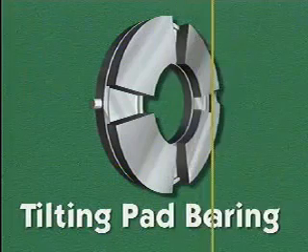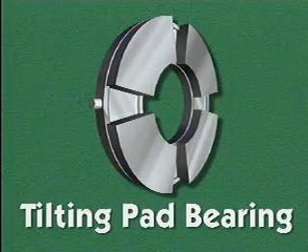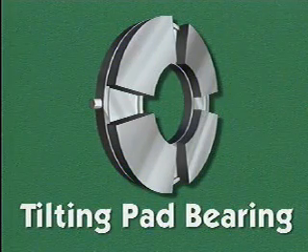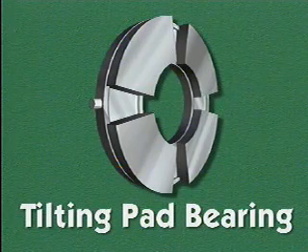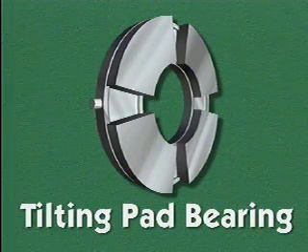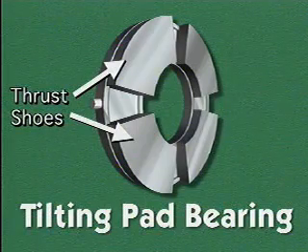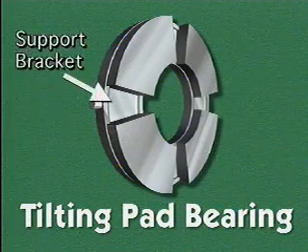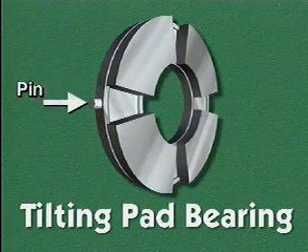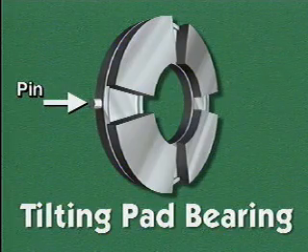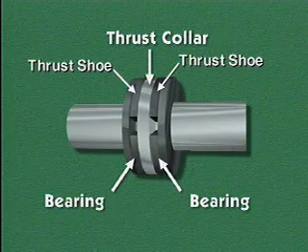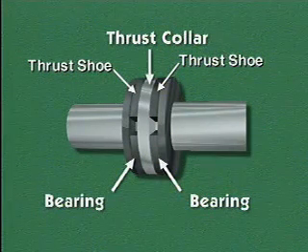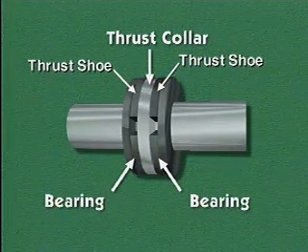The other type of thrust bearing is a tilting pad bearing. This type of bearing is commonly known as a Kingsbury thrust bearing. A tilting pad bearing typically consists of movable metal plates called thrust shoes, a support bracket, and a pin or key to prevent the bearing from turning with the shaft. The thrust shoes rest on the support bracket and contact the thrust collar on the shaft. They are pivoted to allow them to move slightly.